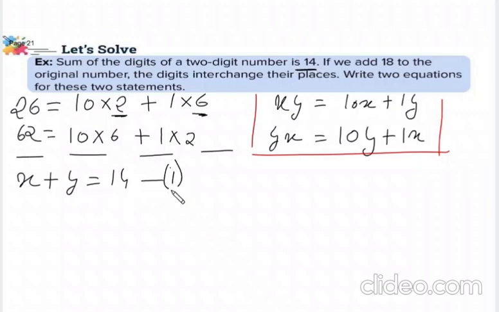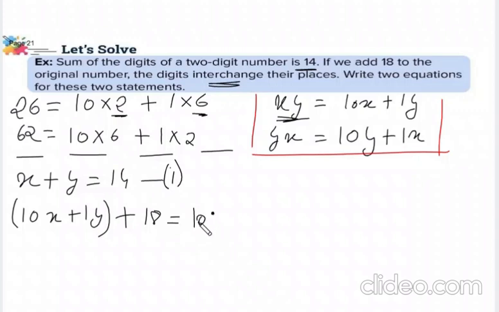Now, if we add 18 to the original number, which is xy, written as 10x plus 1y, the original number plus 18 gives me what? It will interchange the places. Interchange means it will become 10y plus 1x. I'm just replacing it, as simple as that.